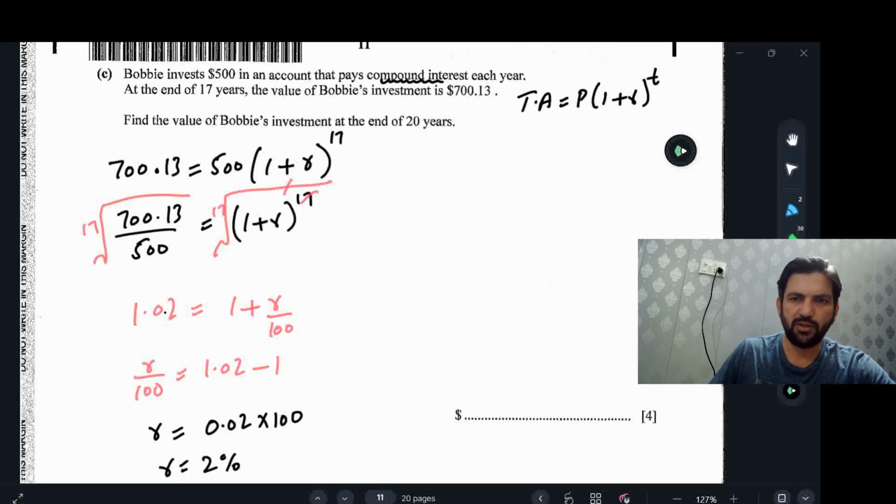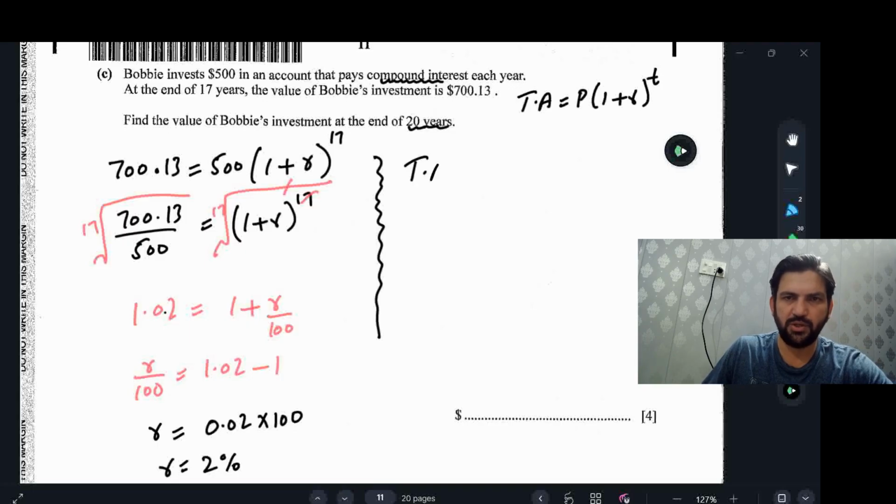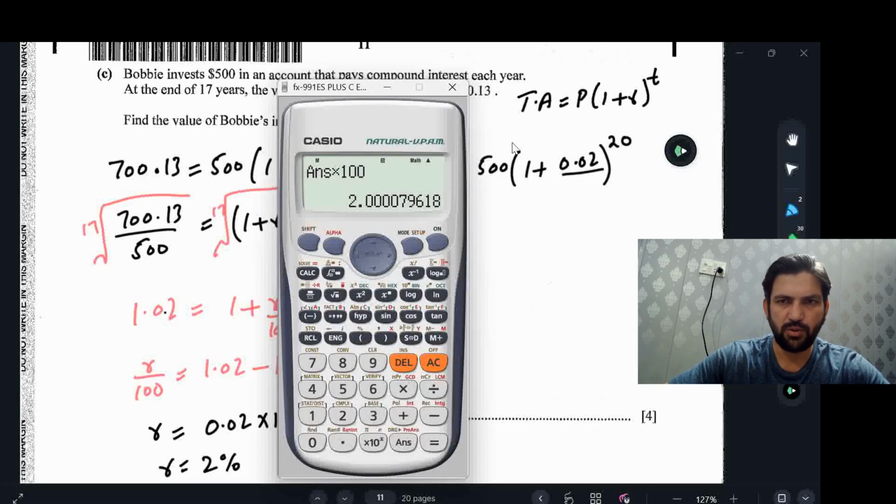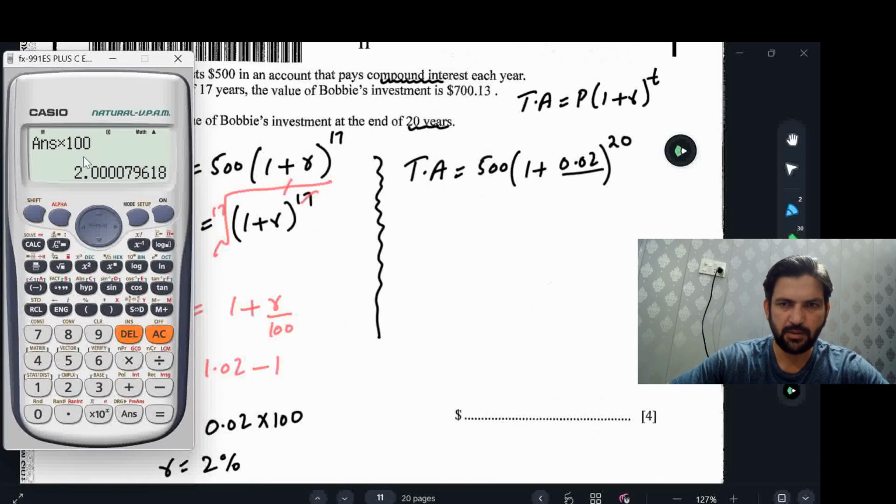Now what we have to do is use the same rate for 20 years. Now we know that the total amount after 20 years should be equal to, initial amount was 500, 1 plus R is basically 0.02, because 2% divided by 100 is 0.02, whole power 20. Now if we simply use the calculator, so what will be the answer? This plus 1 whole power 20 multiply by 500.